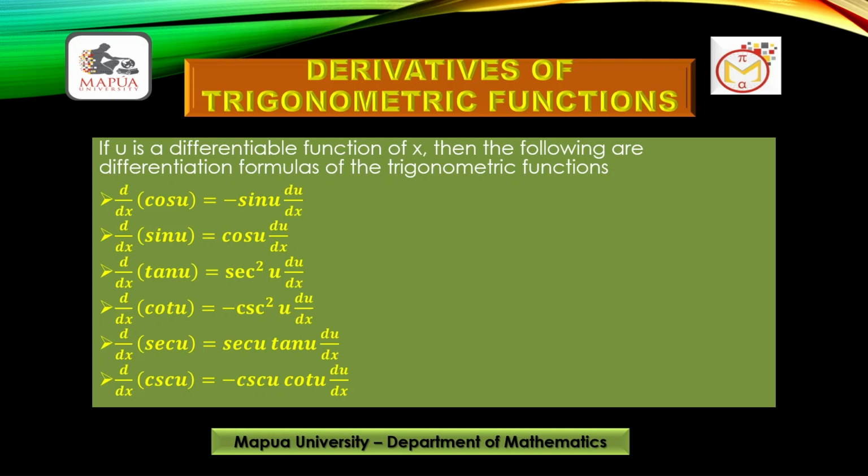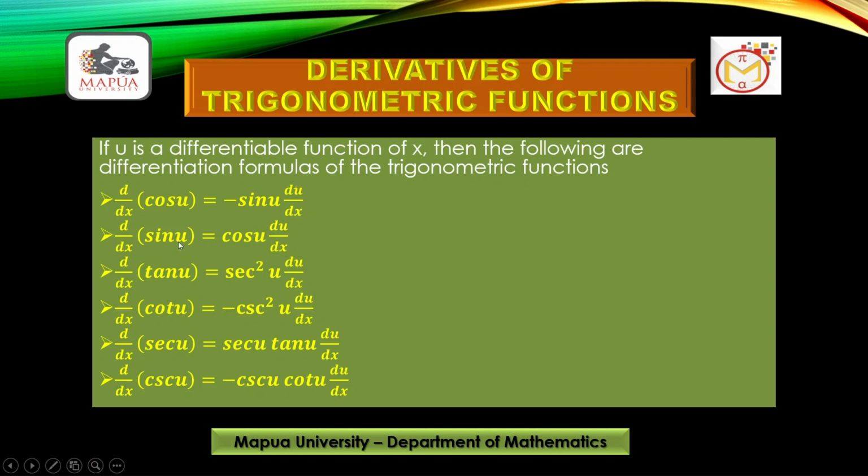So here, the given angle measurement is a variable. We will consider the angle measurement as u, which is a differentiable function of x. Understood, the u, the angle measurement, is a variable. So we have that the derivative of cosine u with respect to x is negative sine of u, times the derivative of u with respect to x.